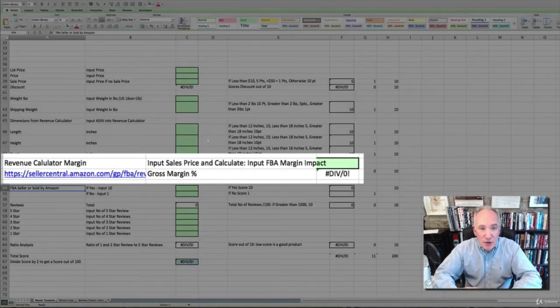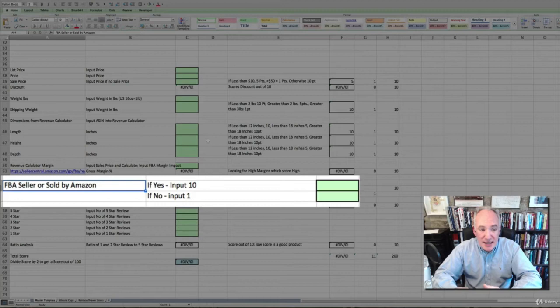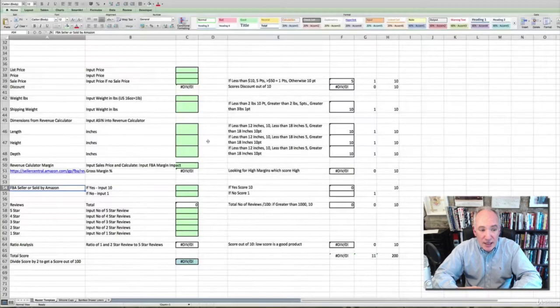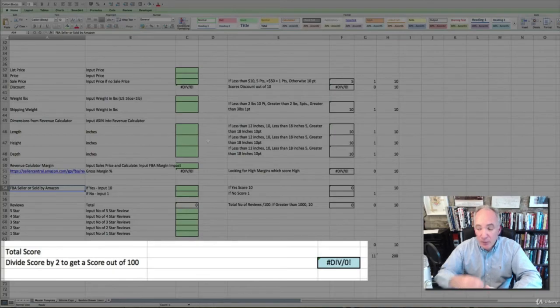From the revenue calculator, you can also find out what the gross margin is going to be, so you can understand whether it's a high gross margin or a low gross margin product. And then if it's sold by Amazon, it's a 10, and it's a 1 if it's not. And then the number of reviews, and it'll calculate the ratio analysis for those reviews. And then you'll end up with a total score.